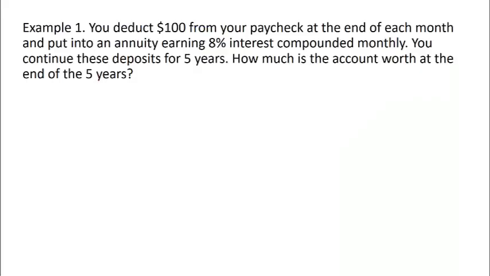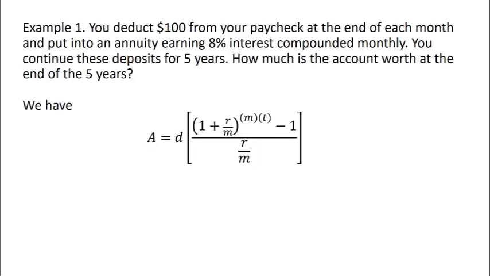For example, you deduct $100 from your paycheck at the end of each month and put it into an annuity earning 8% interest compounded monthly. You continue these deposits for 5 years. How much is the account worth at the end of these 5 years? We have our formula.